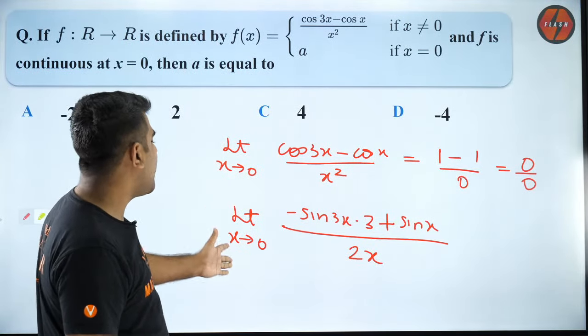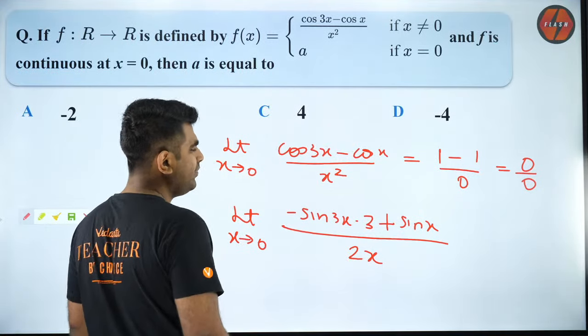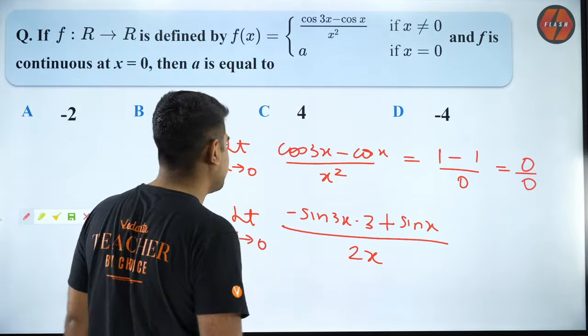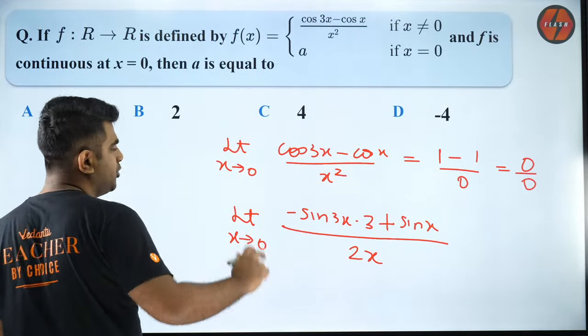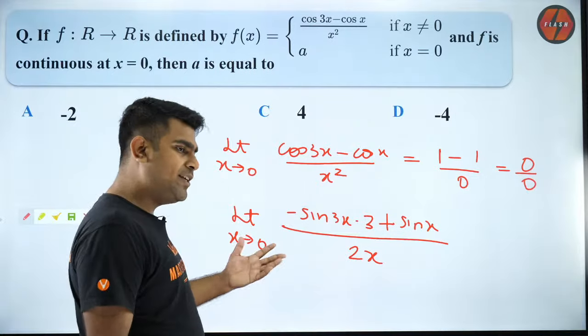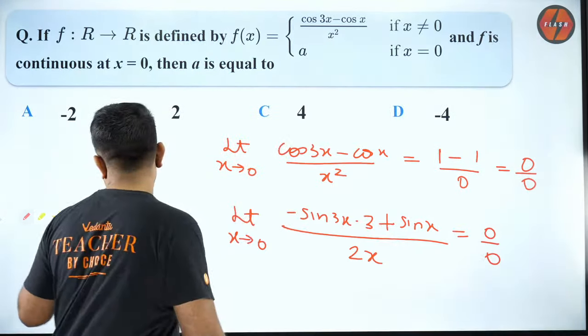So again, if I put 0, what will I get? Any idea? But here it is solvable, guys. You can actually go for the solution. Okay, otherwise if you like using L-Hospital again, please do it, because again it will be 0 by 0 form. I can again apply L-Hospital.